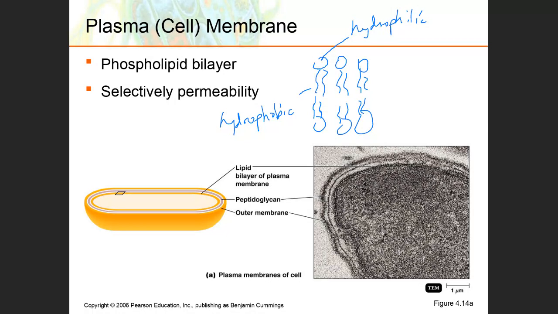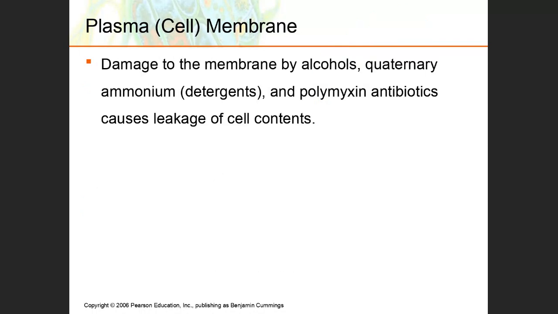That bilayer is selectively permeable. Certain things can dissolve through the bilayer, other things cannot. But remember, very charged molecules cannot dissolve through the layer. Large molecules cannot dissolve through the layer. They need transport proteins to allow them to move through. So the cell membrane is another target, because if we can poke holes in the membrane, the cells will leak and they'll die. Water will rush in, but mostly things leak.